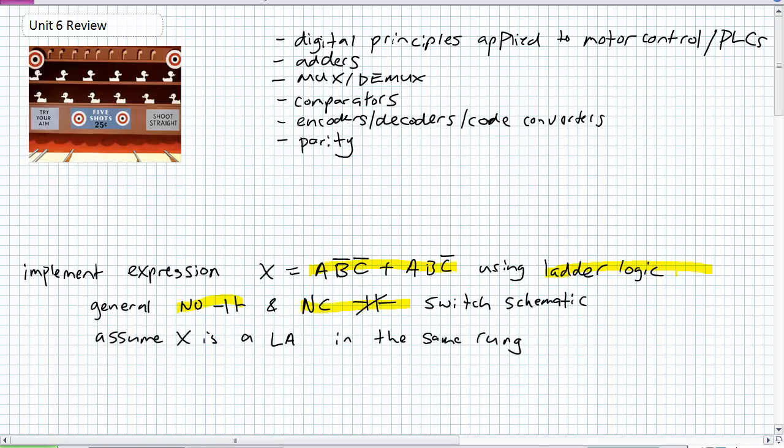Assume that X is a lamp. I don't know why I didn't spell out lamp. Must be pressed for time. It's a lamp in the same rung. It could be a coil or something like that. Just for this one, it's a lamp.